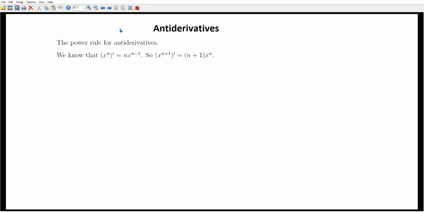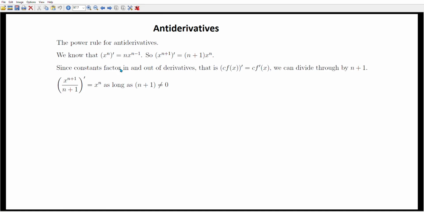Now, we're going to establish some rules for antidifferentiation that come from differentiation rules. So the power rule for differentiation tells us that the derivative of x to the n is n x to the n minus 1, and if we replace n by n plus 1, we can see that the derivative of x to the n plus 1 is n plus 1 times x to the n. Now what we remember is that constants factor in and out of derivatives. The derivative of a constant times f of x is that constant times f prime of x. So we can take this expression up here, divide through by n plus 1, and we get the following.